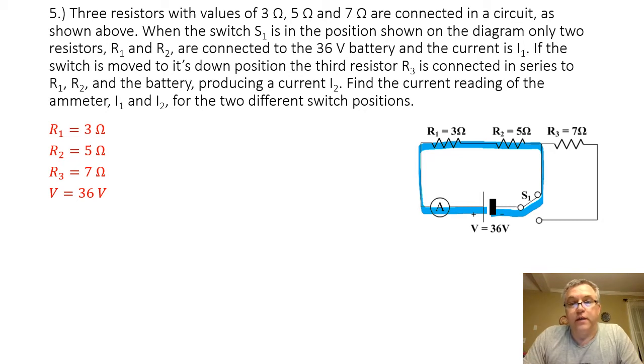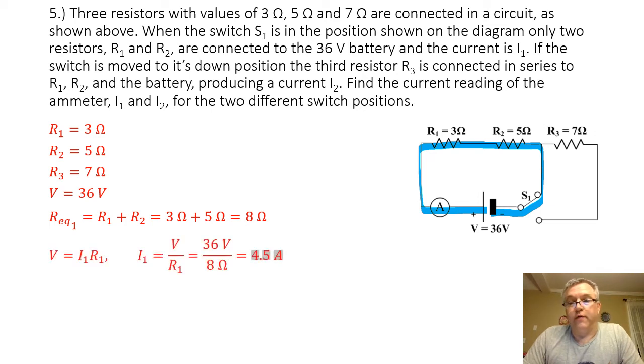So to find the equivalent resistance for this position, we need to just take into account resistor 1 and resistor 2. So the equivalent resistance for position 1 is going to be 3 ohms plus 5 ohms. That's going to give me 8 ohms. To find the current for this position, I need to divide the voltage of the battery, which is 36 volts, divided by my equivalent resistance, 8 ohms, and that's going to give me 4.5 amps.